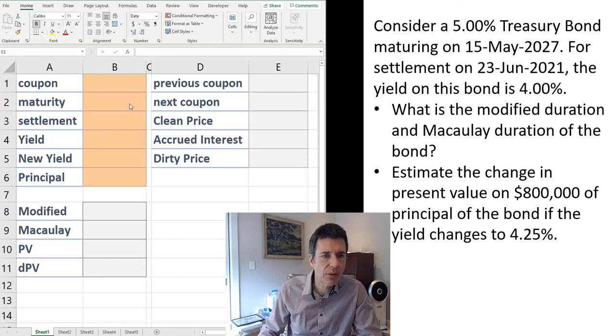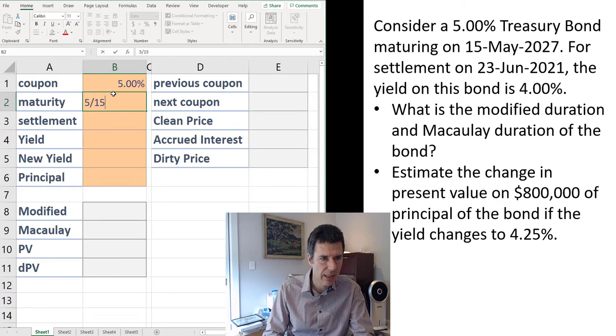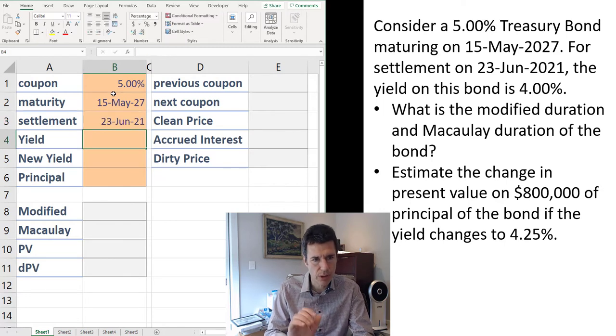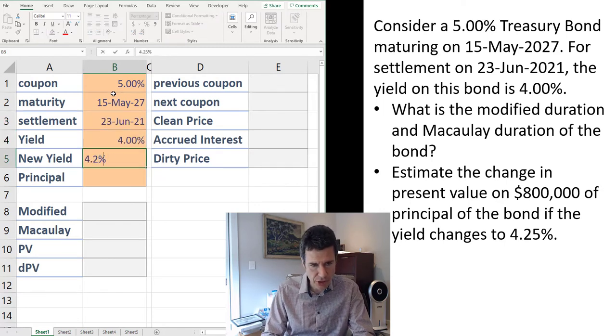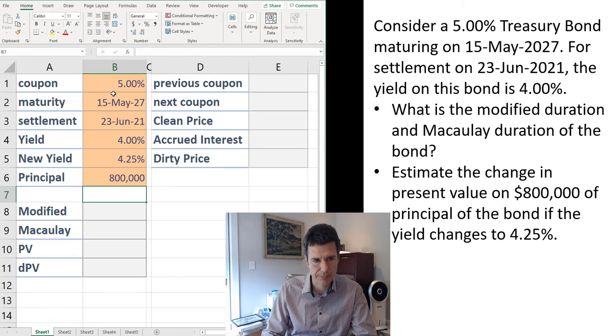So let's go through, do our calculations. We've got coupon, it's 5%. The maturity is May 15th, 2027. The settlement date is June 23rd, 2021. The yield is 4%. The yield is going to change to 4.25%. And we'll have principal of $800,000.